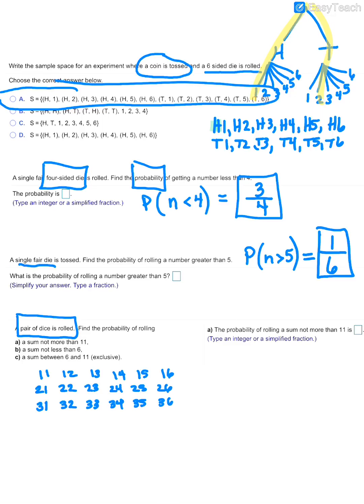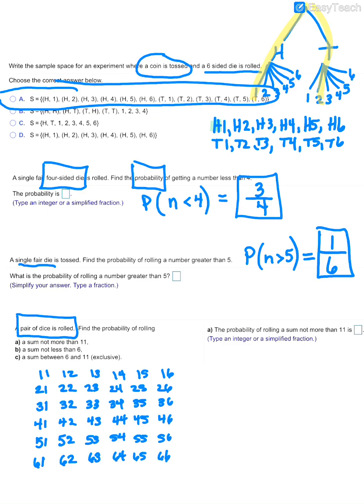The first die could be a 4, followed by the second die, which could be a 1, 2, 3, 4, 5, or 6. The first die could be a 5, followed by the second die, which could be a 1, 2, 3, 4, 5, or 6. And finally, the first die could be a 6, followed by the second die, which could be a 1, 2, 3, 4, 5, or 6.